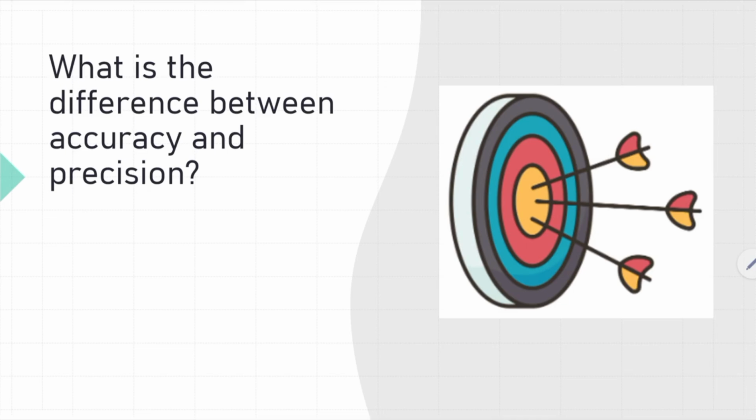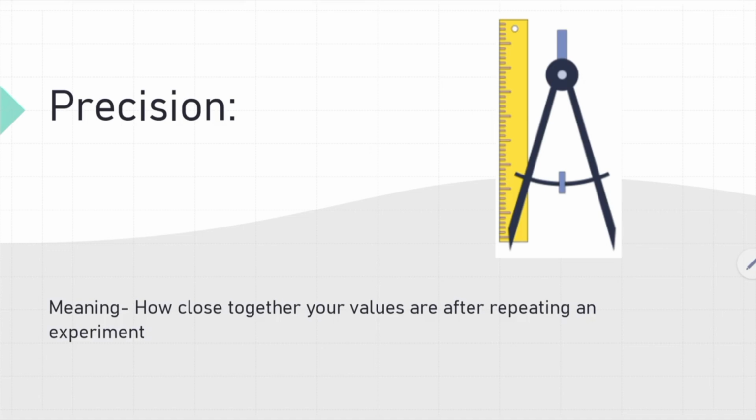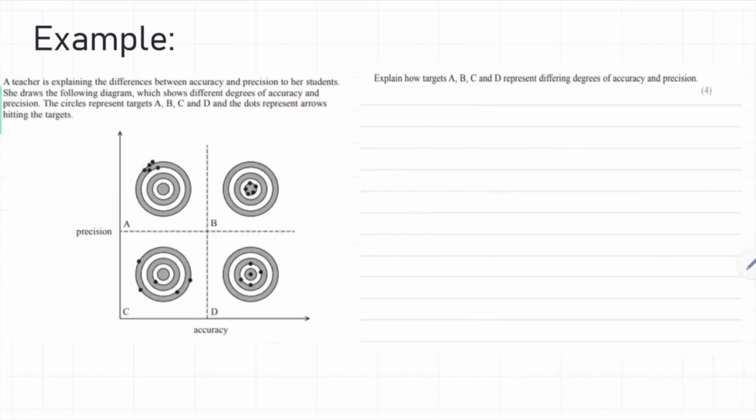First of all, we are going to be looking at what is the difference between accuracy and precision. So accuracy means how close your value or result is to its true value, and precision means how close together your values are after repeating an experiment.